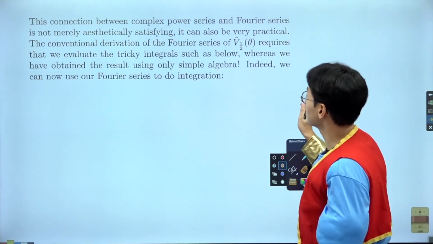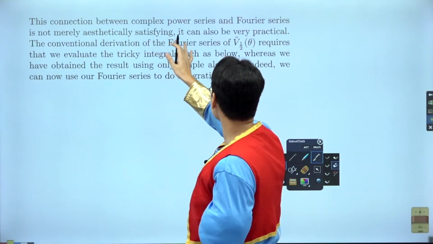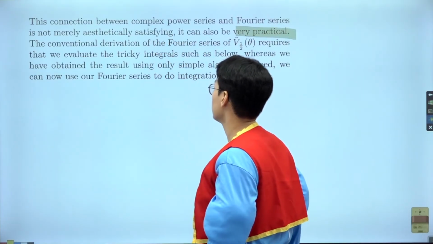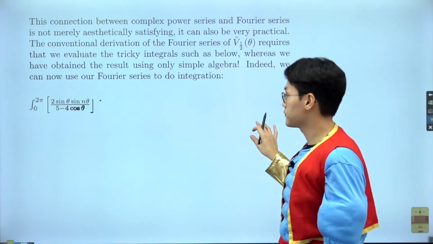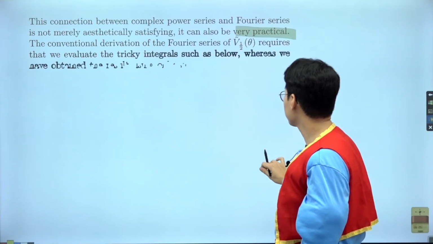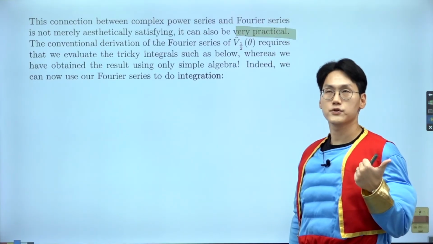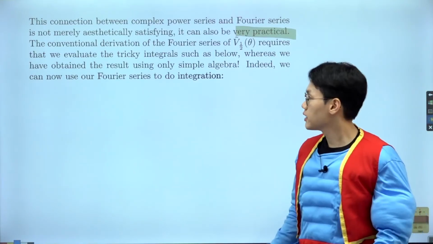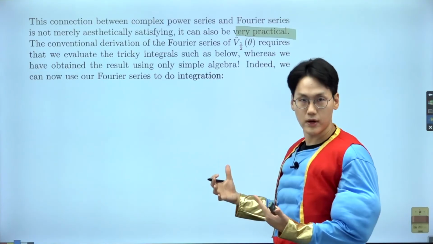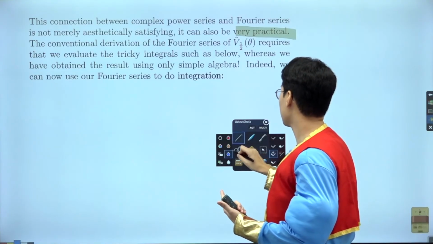So it's not a coincidence. It's not just aesthetically satisfying, but it can be very practical, right? Because I haven't defined the Fourier series here, but to find the coefficient of the Maclaurin, you have to differentiate. But to find the coefficient of the Fourier series, you have to integrate. The function, if you write it, you can maybe define it for your IA or extended essay.